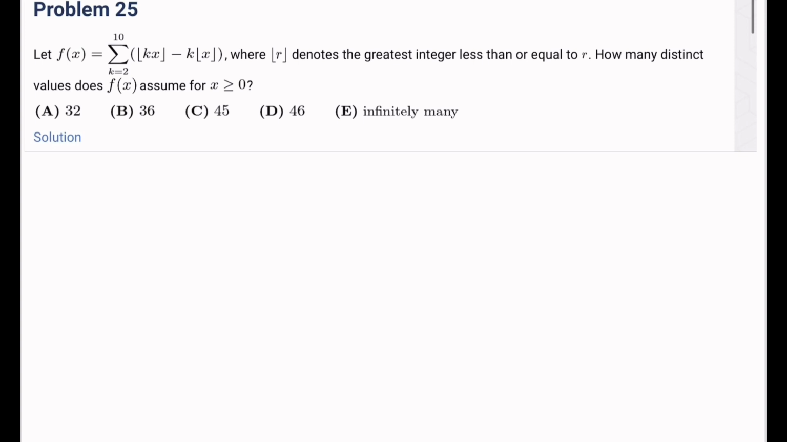Number 25. Let f(x) equal the summation of k equals 2 to 10 of the floor of kx minus k floor x, where the floor of r denotes the greatest integer less than or equal to r. How many distinct values does f(x) assume for x greater than or equal to 0?